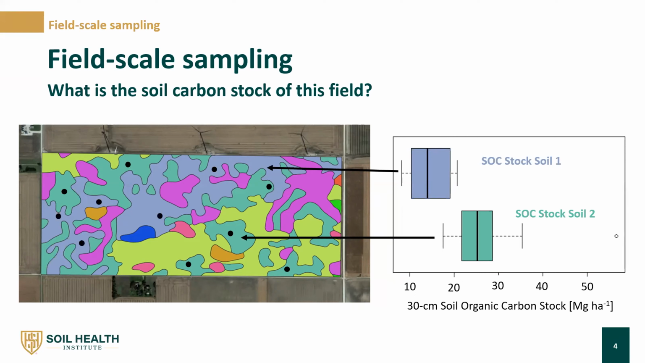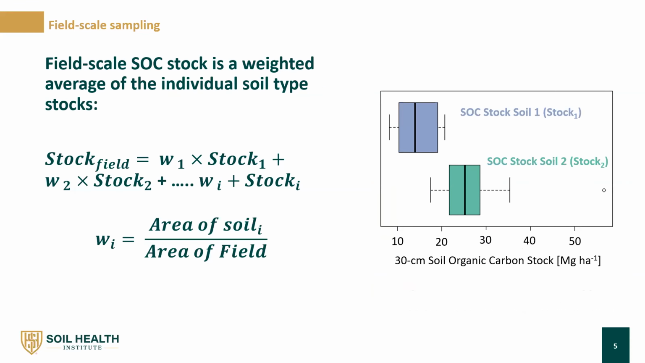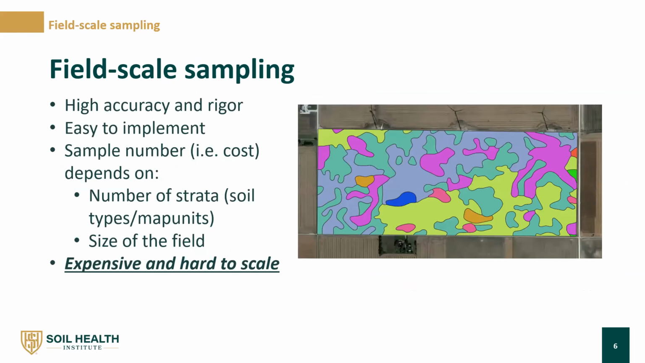We would measure each of these stocks for all of the soils in a field and get an estimate of what the stock for each soil type in a field would be. Then to get the stock for the entire field, we would just calculate a weighted average of those stocks. So we would weight each of those stocks for each soil type by the area of the field. This is a pretty common approach and pretty well implemented in most sampling designs.